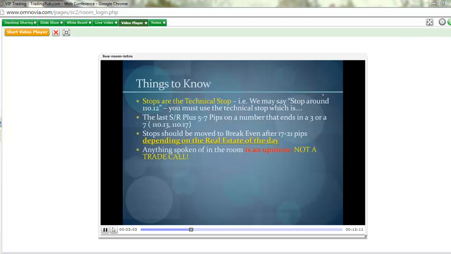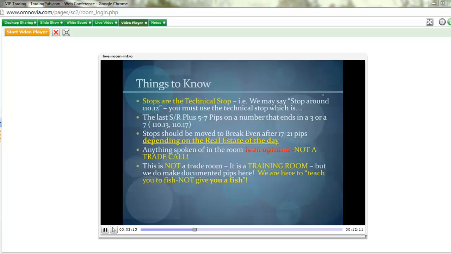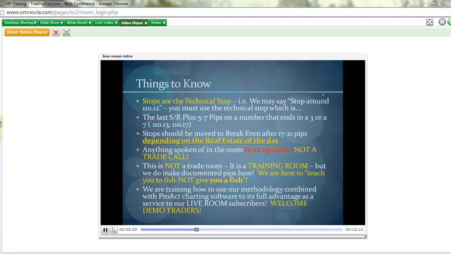Anything spoken of in the room is an opinion, not a trade call. Everybody in the world is entitled to their opinion, including me, but my opinion is not a trade call. This is not a trade room. It's a training room. But we do make documented pips in here, and we are here to teach you to fish, not give you a fish. We're training how to use our methodology combined with the ProAct charting software to its full advantage as a service to our live room subscribers.